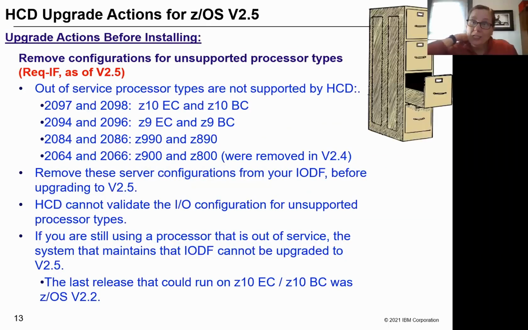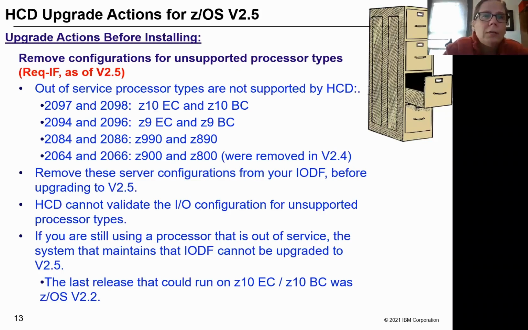Okay, let's move on to HCD. Now, we haven't talked about HCD upgrade actions in a very long time, but what we've done in HCD 2.5 is we've removed some support for unsupported processor types, and these are really old unsupported processors. These are unsupported processors way back as of z/OS 2.2, and remember that z/OS 2.2 will not coexist with 2.5, so these were perfectly safe for us to remove.